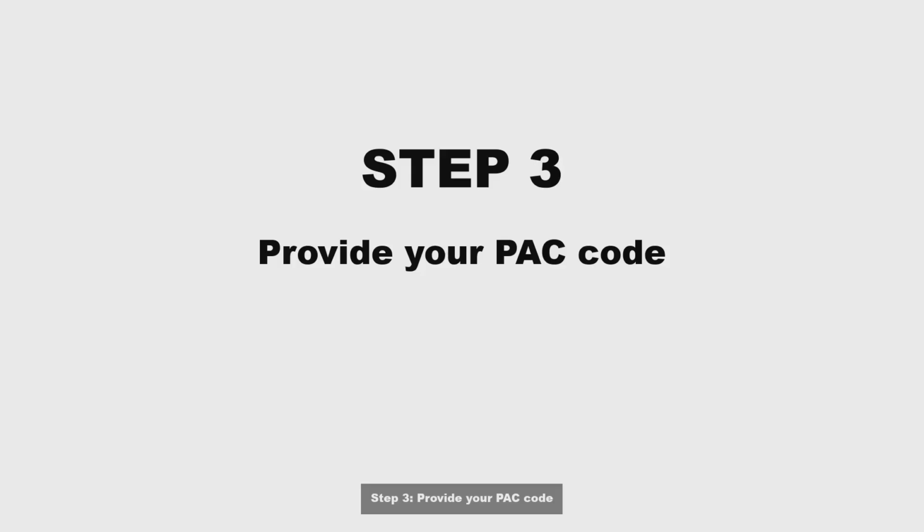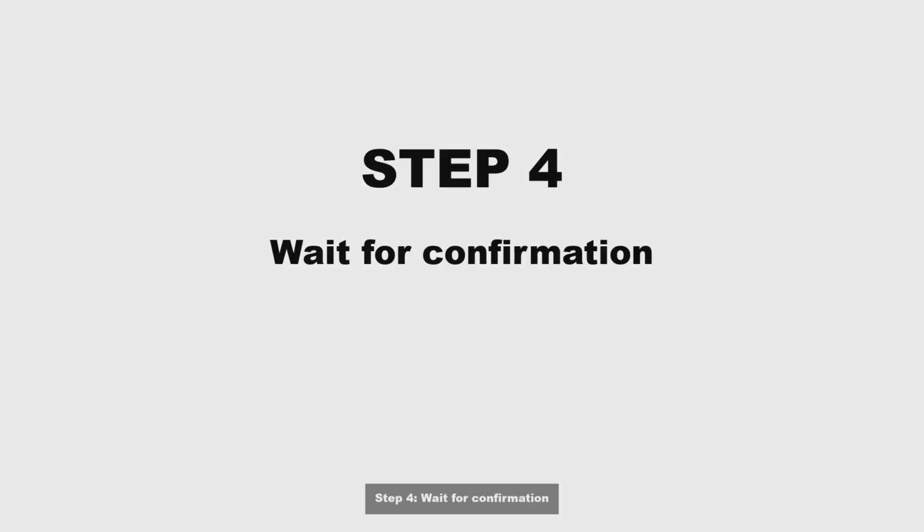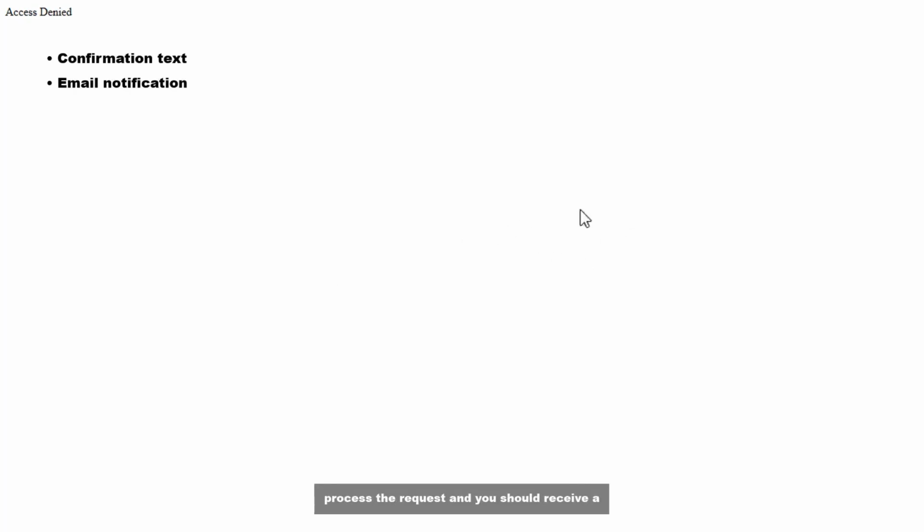Step 3. Provide your PAC code. During the O2 sign-up, you will be prompted to enter your PAC code. Make sure you input it correctly to avoid any delays in the porting process. Step 4. Wait for confirmation. After submitting your PAC code, O2 will process the request and you should receive a confirmation via text or email. This can take up to 24 hours, but usually it is much quicker.